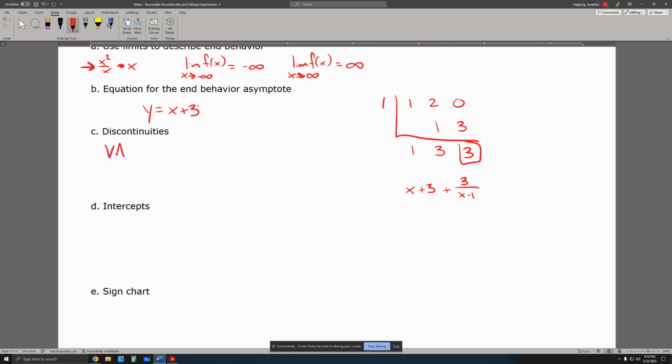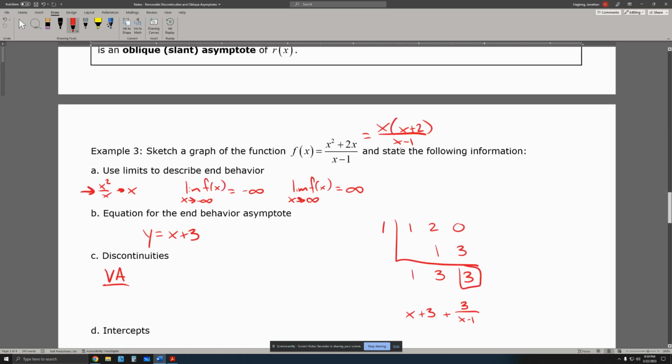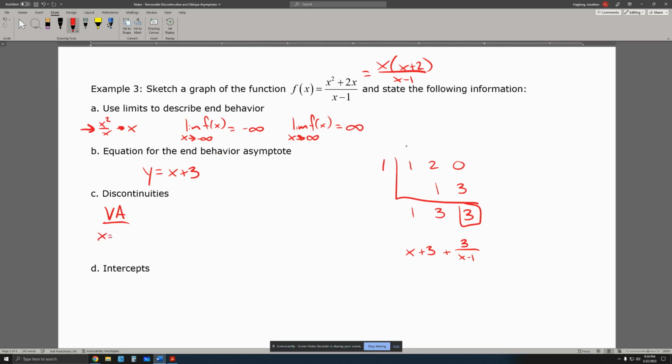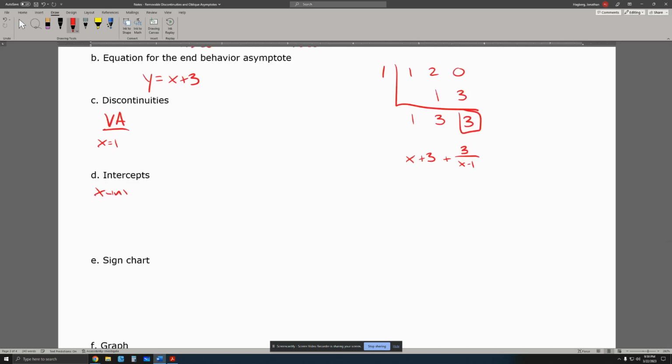Okay. Vertical asymptotes, we'll start with where the denominator equals 0. We have that at x equals 1. We don't have any removable discontinuities because we didn't have any canceled factors. Intercepts, we'll start with x-intercept. So that's where the numerator equals 0. We've got x times a quantity, x plus 2 equals 0. So that tells us x equals 0 and x plus 2 equals 0, or x equals negative 2. So let me write those as ordered pairs. We've got 0, 0, and we've got negative 2, 0 as our x-intercepts.